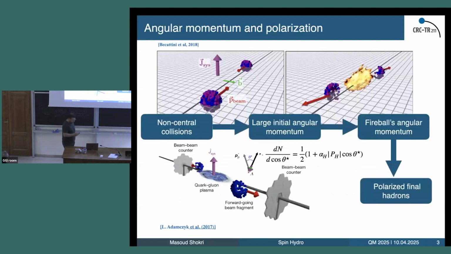The motivation is quite clear to all of us in this room: in non-central collisions, we have large initial angular momentum, which is partially inherited by the fireball, and finally, according to conservation of angular momentum, it is going to be detected as polarization of final hadrons, and in particular Lambda hyperons, because they are quite easy for the experimentalists to measure.